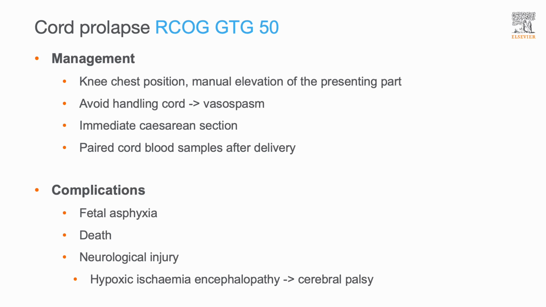Paired cord blood samples should be taken after delivery for pH and base excess measurement, as this aids assessment of the extent of fetal hypoxia and the likelihood of subsequent neurological injury. Complications of cord prolapse include fetal asphyxia and death, and permanent neurological injury relating to hypoxic ischemic encephalopathy, which can proceed to the development of cerebral palsy.